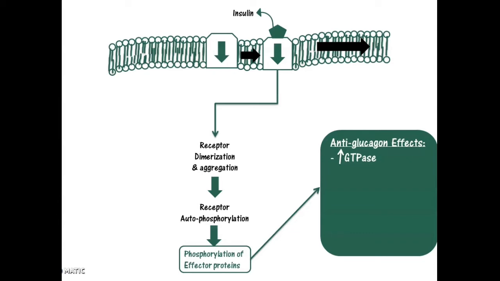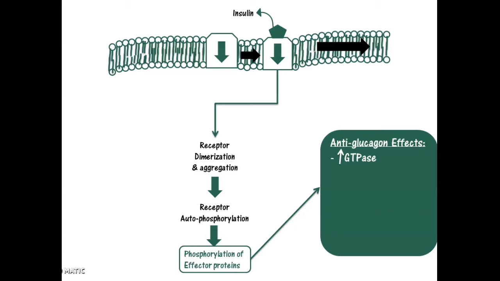The role of effector proteins is to increase GTPase, which means an enzyme that will remove the phosphate group from a GTP, converting it back into GDP, the inactive form of glucagon receptors. And once this happens, the glucagon receptor will be inactive, which means no signaling of glucagon, no activation of glycogenolysis. And once glycogenolysis isn't active, glycogenesis automatically will be active.